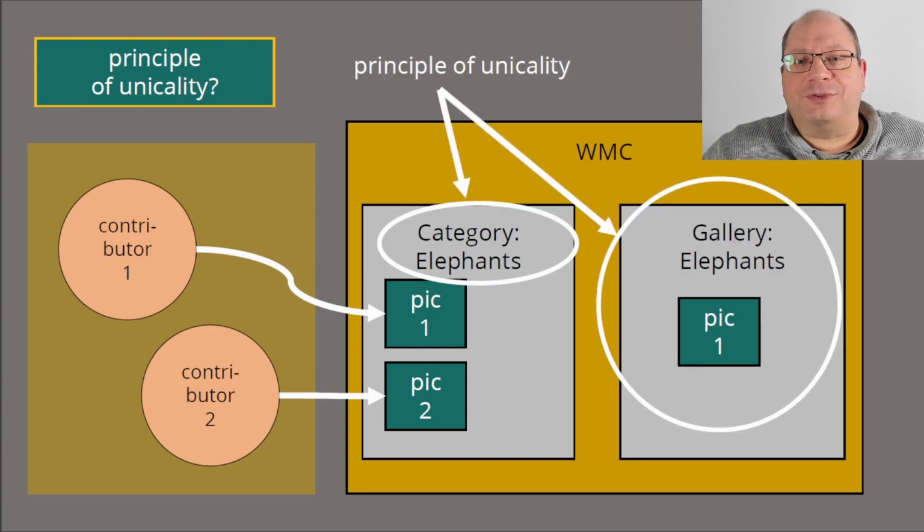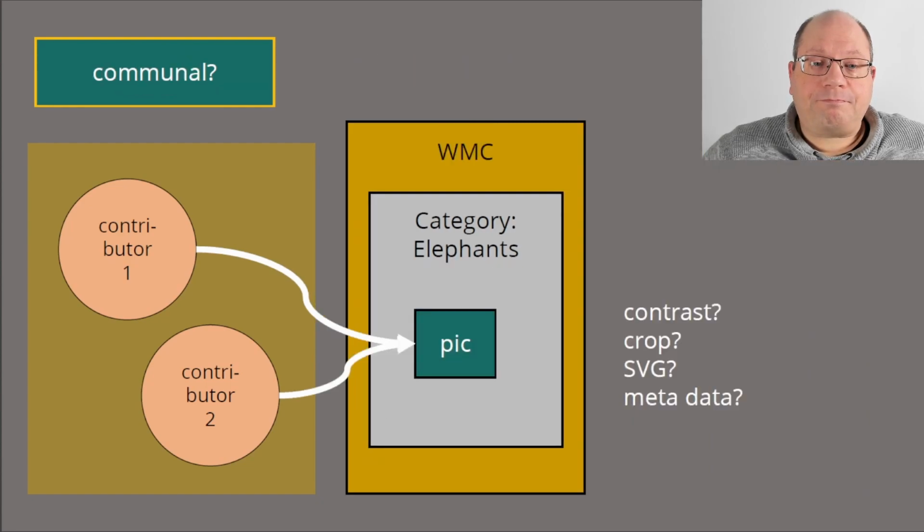With some exceptions. That is, there should be only one category on the same topic in Commons. And then there can be only one gallery page per topic. You might argue, if you wish, which picture should be at the top, but we don't really make much use of gallery pages. So when it comes to organizing the content, we do have some of that principle of unicality in WMC. But with the actual content, with the files, we don't have the principle.